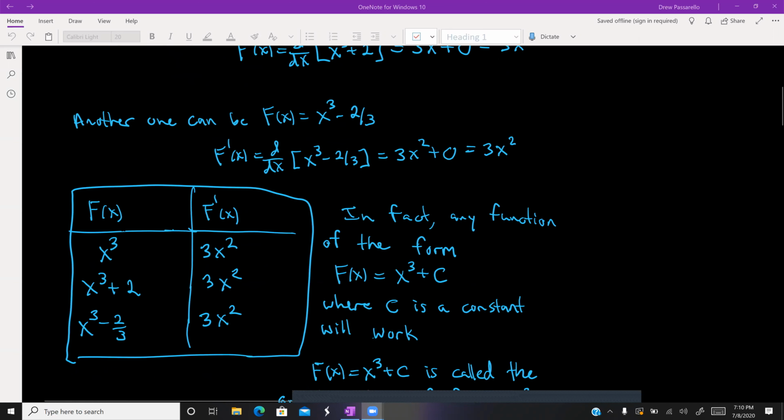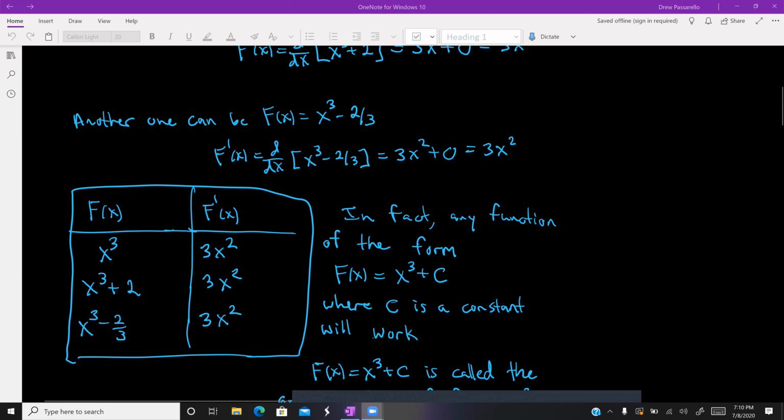So I put a table here, and the first column is capital F of x. And these are the three types of functions whose derivative is 3x squared. So they all have that same 3x squared for the derivative, and that's called f prime of x, using the capital letter F. And they were x cubed, x cubed plus 2, x cubed minus 2/3. So these are just three examples for which the derivative is 3x squared.